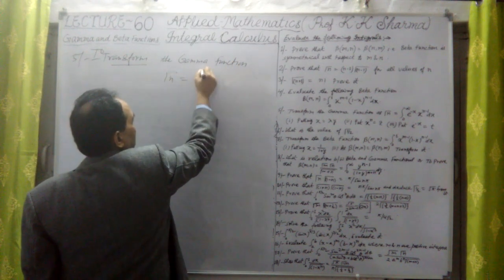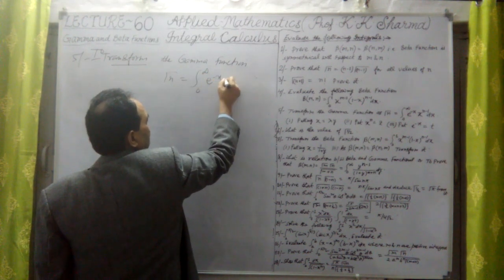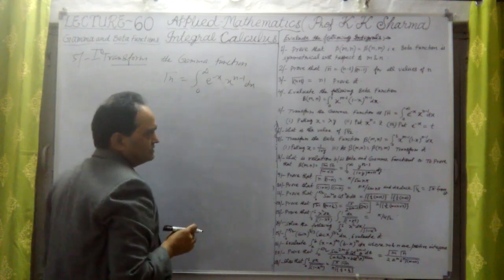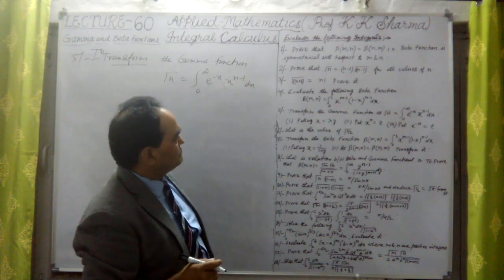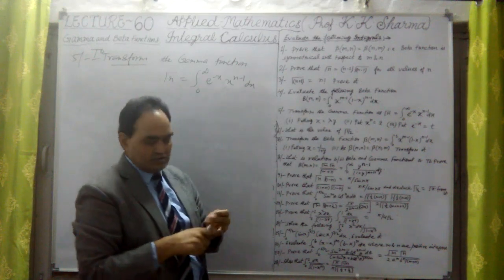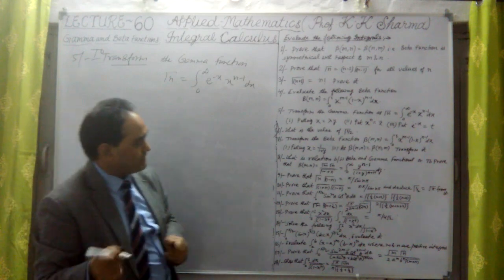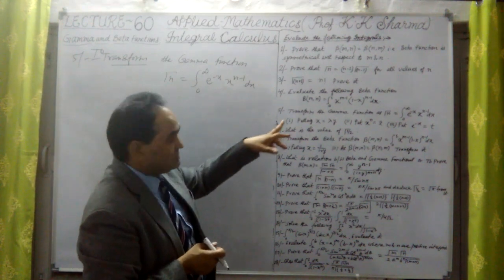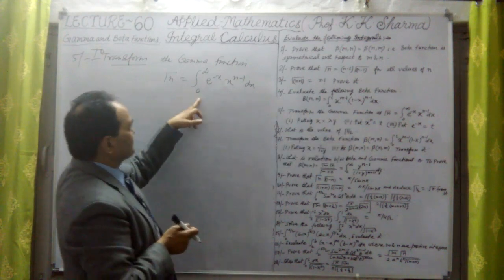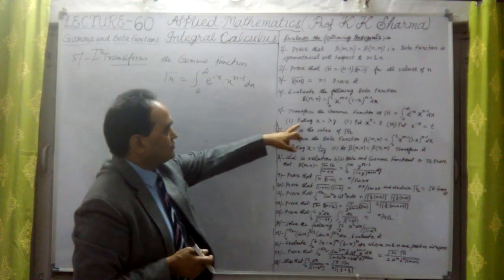Gamma n, we know, is the integral from 0 to infinity of e raised to the power minus x, x raised to the power n minus 1, dx. This is the gamma function we have. So transform the gamma function: gamma n is equal to the integral from 0 to infinity of e raised to the power minus x, x raised to the power n minus 1 dx, into these forms.